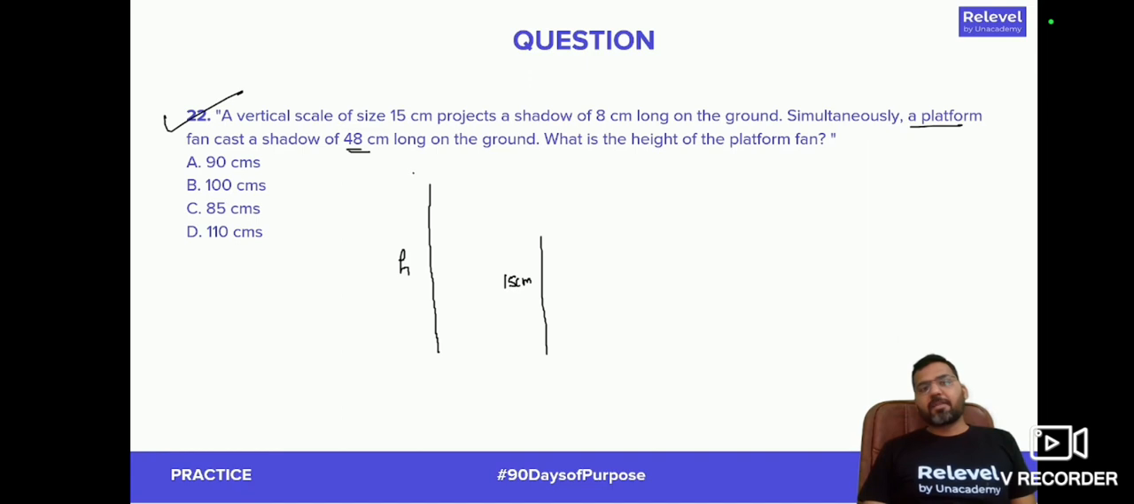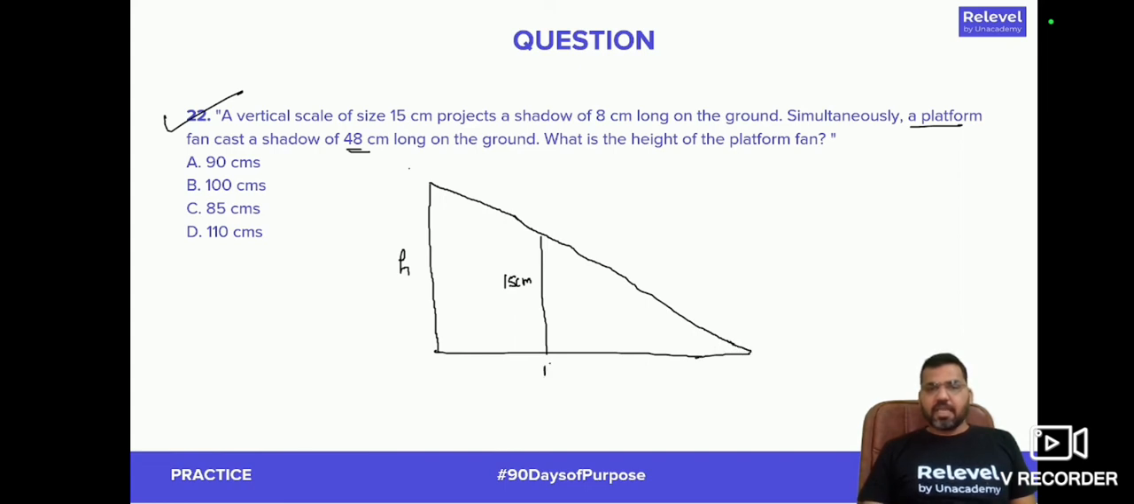Now you know that a shadow will be cast when the sun rays come in from this direction, right? So let's say that this is the length of the shadow. A to B is the length of the shadow of the scale of 15 centimeter, and that length of the shadow is equivalent to 8 centimeter. We are supposed to find out the height of the fan, and the length of the shadow cast by the fan is given as 48 centimeter. So this length is given to me as 48 centimeter.